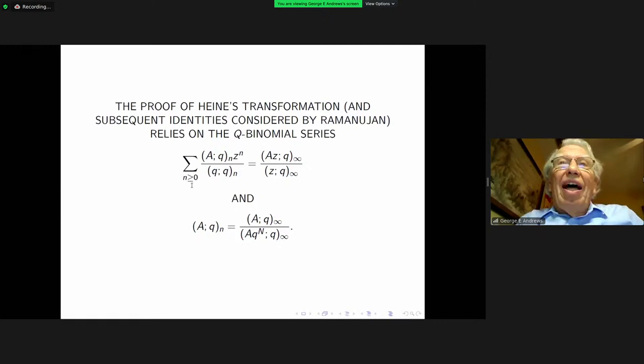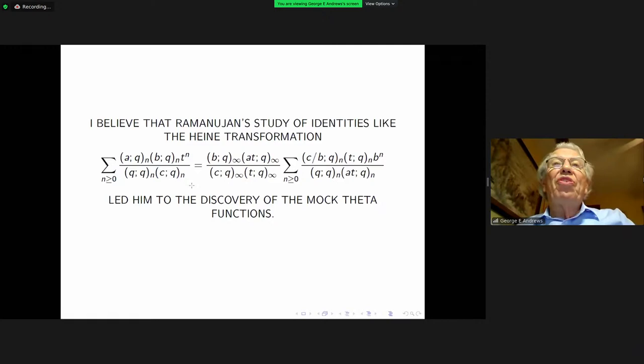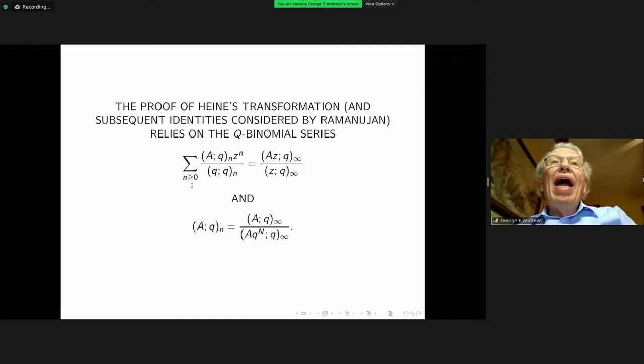So in order to understand what I'm getting at, I'm going to actually give you a proof of this transformation due to Heine back in the middle of the 19th century. And it relies on a very much simpler formula, namely what is called the q-binomial series. And it is the assertion that this infinite series equals the infinite product here. And he uses that series, and he uses a way of writing, and here's the next typo, the capital N on the bottom line should be a little n.